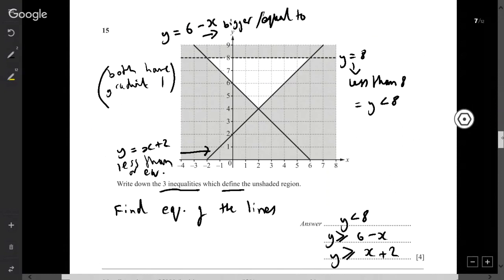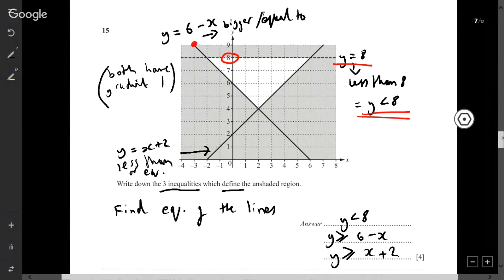So this dotted line is a straight line. It's going straight through 8 on the y-axis, which means y equals 8. That is that. The shaded region is less than 8. Everything is underneath that line. Therefore, we can say the first inequality is y is less than 8.